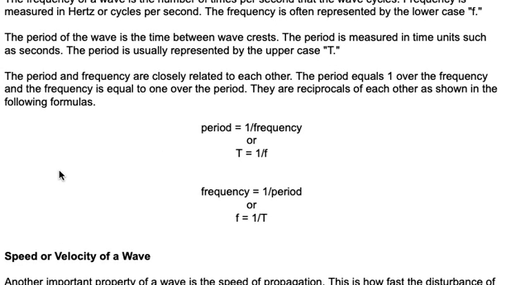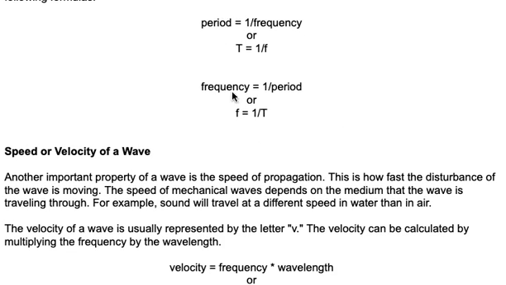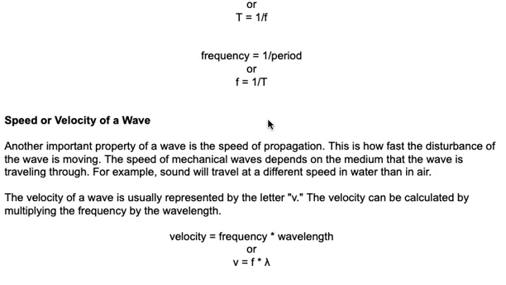The period and frequency are closely related to each other. The period equals 1 over the frequency, and the frequency is equal to 1 over the period. They are reciprocals of each other as shown in the following formulas. So we have T equals 1 divided by f, or period equals 1 divided by frequency. And frequency equals 1 divided by period.